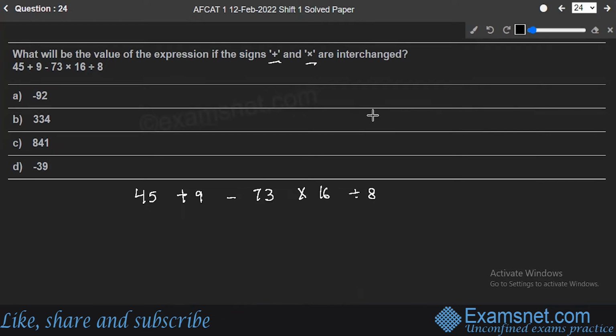So let's change. It's saying that plus is replaced with multiply. So 45 multiply by 9 minus 73, and multiply is interchanged with plus, so I'll write a plus over here. 16 divided by 8.